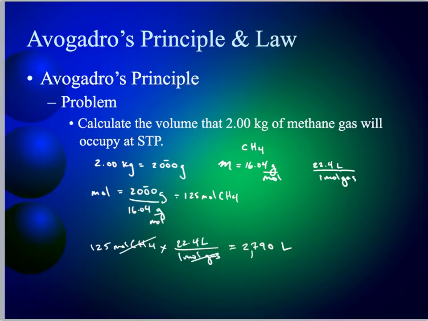Just for reference, that's almost 1,400 2-liter bottles. So that's quite a bit of space for only 2 kilograms of mass, which is roughly 5 pounds. So 5 pounds of gas is taking up like the volume of an entire room.